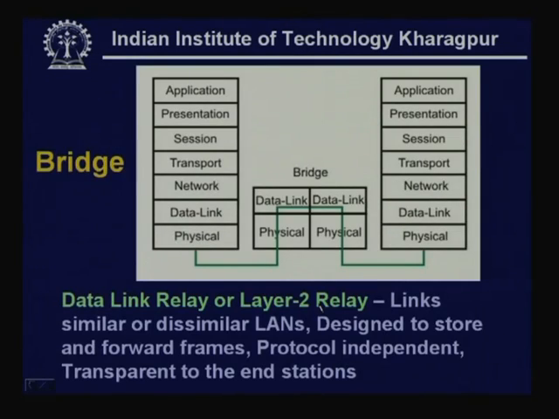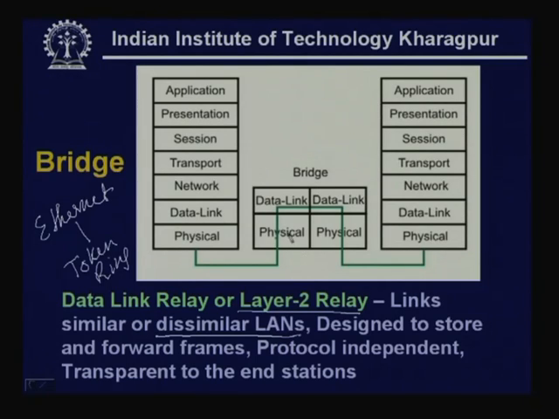Then a bridge, which is essentially a layer 2 relay, links similar or dissimilar LANs. That means with the help of this bridge you can connect 2 Ethernet LANs, or 1 Ethernet and 1, say, token ring LAN. So 2 dissimilar or similar LANs can be connected. Here we are not really extending a single LAN. So 2 dissimilar LANs are connected, or 2 similar LANs, 2 Ethernet LANs, are connected with the help of a bridge, and it operates in the data link layer, as you can see.